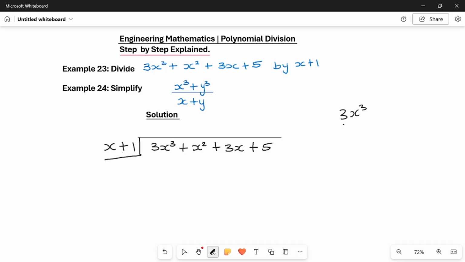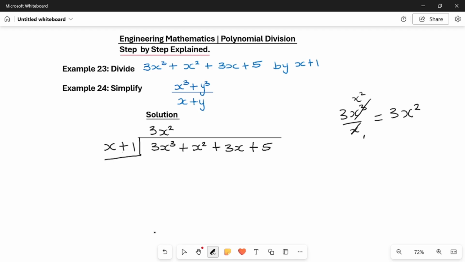So we have 3x cubed over x, which will give us what? 3. X here will give us 1. X here will give us what? X squared. So we're left with what? X squared. So we'll have 3x squared. In case you don't know how we did it, you can go and watch our previous videos to know how you can divide polynomials using the laws of indices.